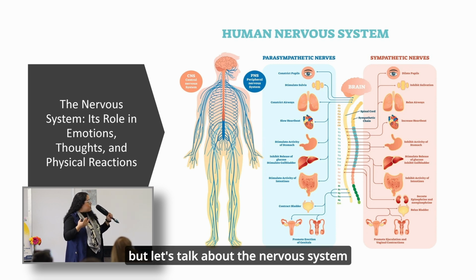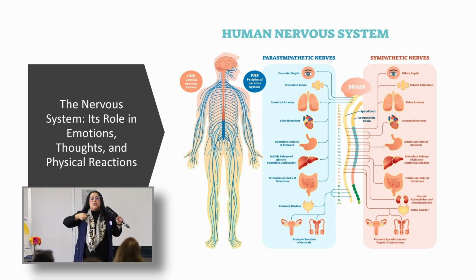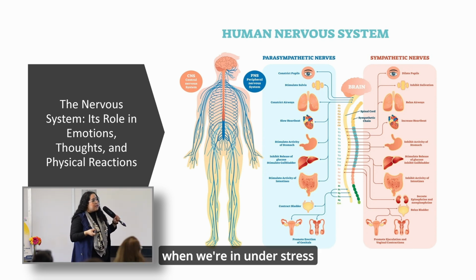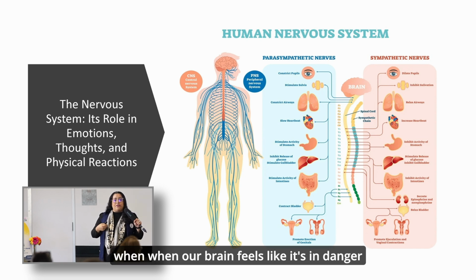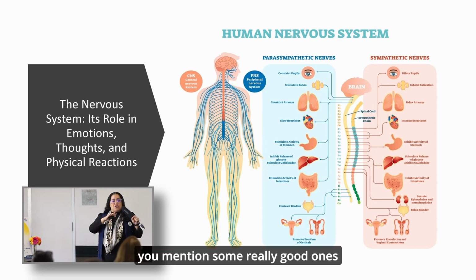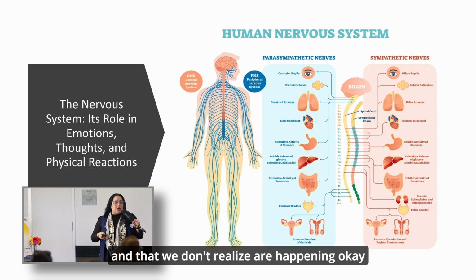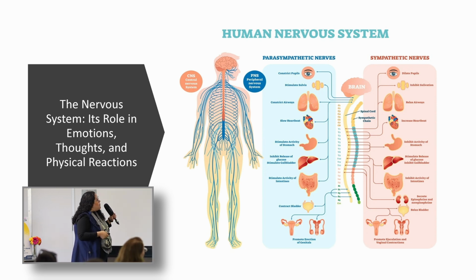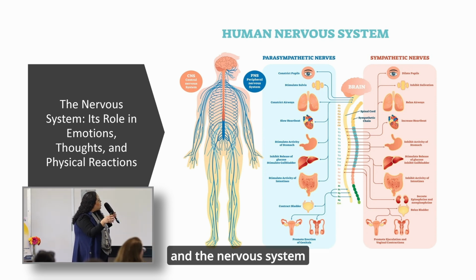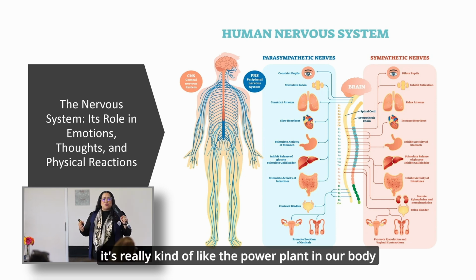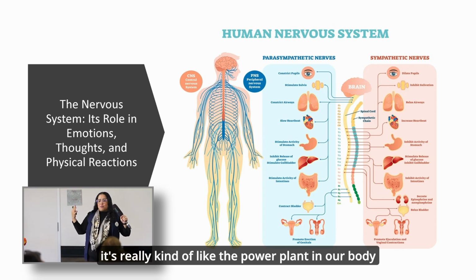But let's talk about the nervous system because you all mentioned some physical responses that we experience when we're under stress, when our brain feels like it's in danger. You mentioned some really good ones, but there's a lot more that maybe are not as obvious and that we don't realize are happening, okay? But so this is the nervous system, and the nervous system has very important implications on emotions, thoughts, and physical reactions. It's really kind of like the power plant in our body.